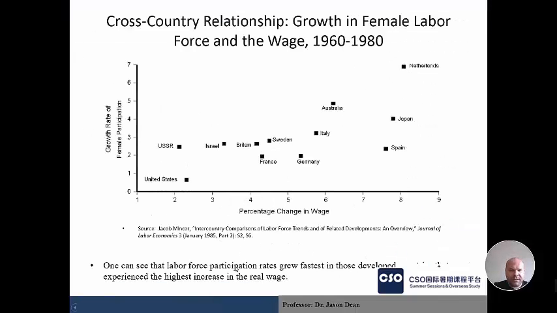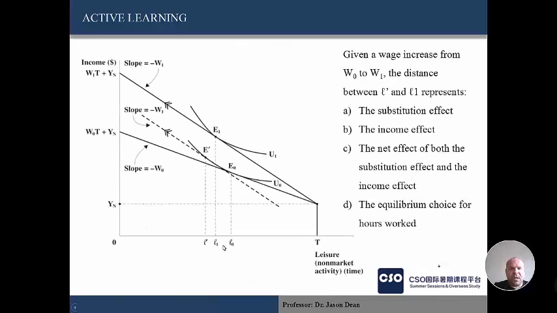And it seems that one can say that the labor force participation rates grew fastest in those developed countries that experienced the highest increase in the real wage. Okay, so let's do some more practice questions.